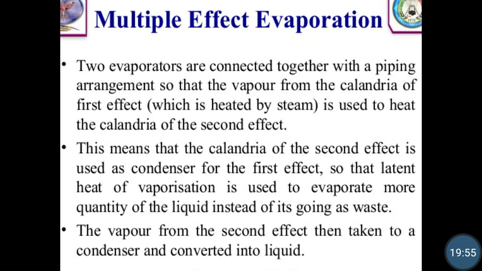So in the first evaporator, the liquid starts boiling and produces vapors, and those vapors go to the second evaporator, where the heat from these vapors is used for the evaporation of the liquid in the second evaporator. This means that the calandria of the second effect is used as a condenser for the first effect, so that the latent heat of vaporization is used to evaporate more quantity of the liquid instead of going as waste.